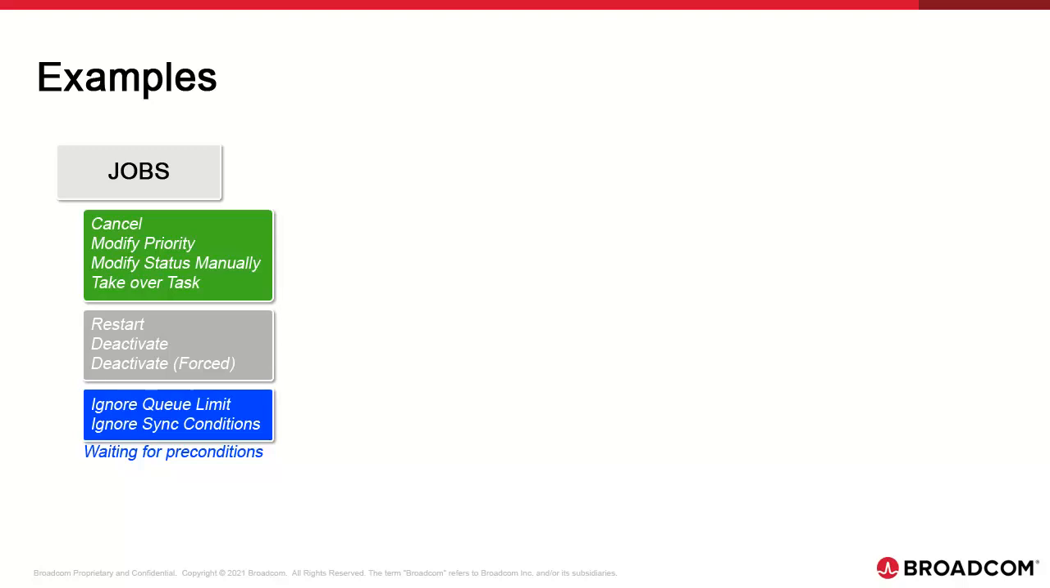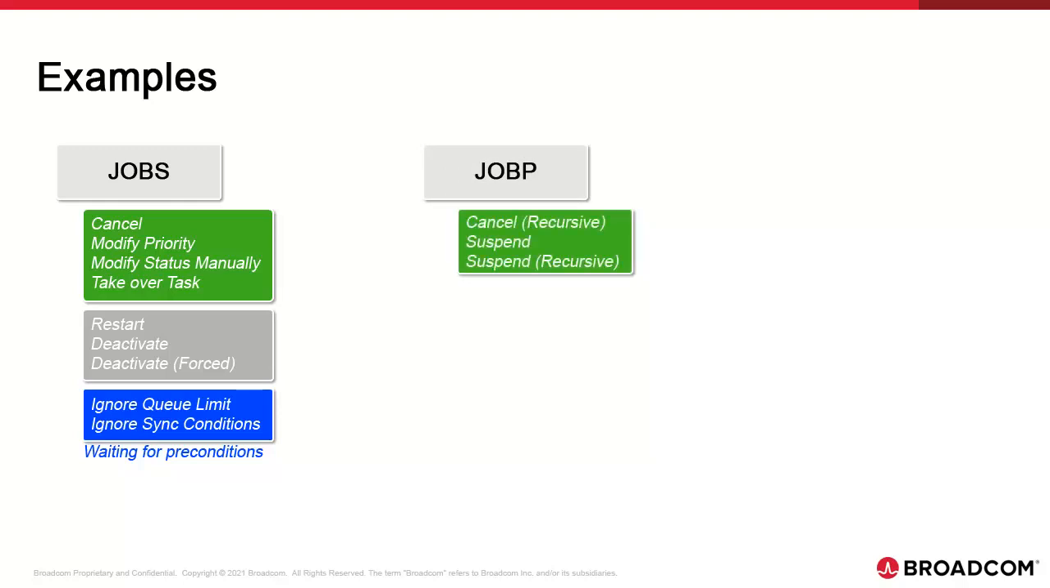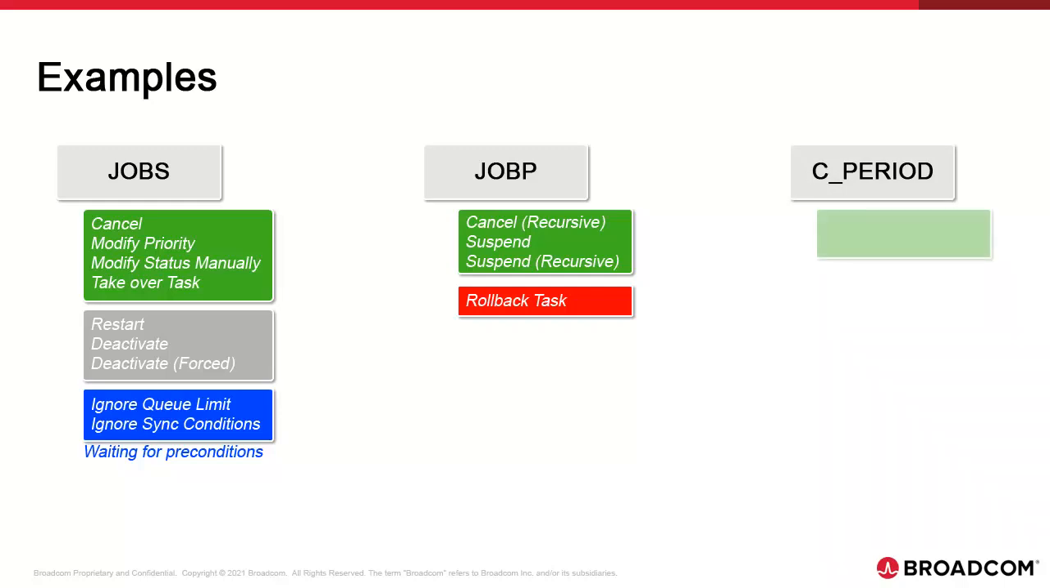In the second example, we have a workflow. For the active status, we have cancel recursive, suspend, and suspend recursive. In the case of the abend status, we might find the rollback task action. Finally, we have the period objects. For the active status, we'll find quit and modify execution.